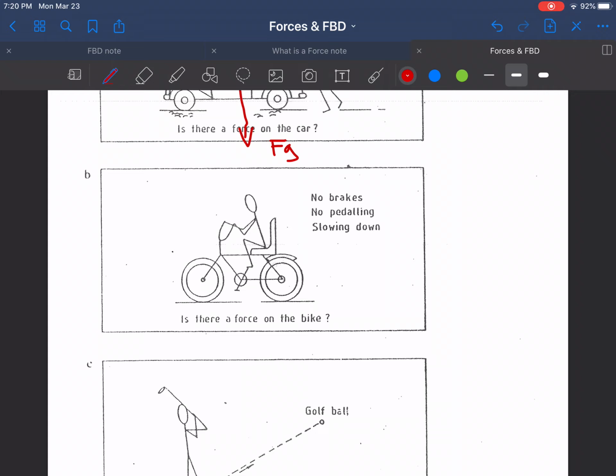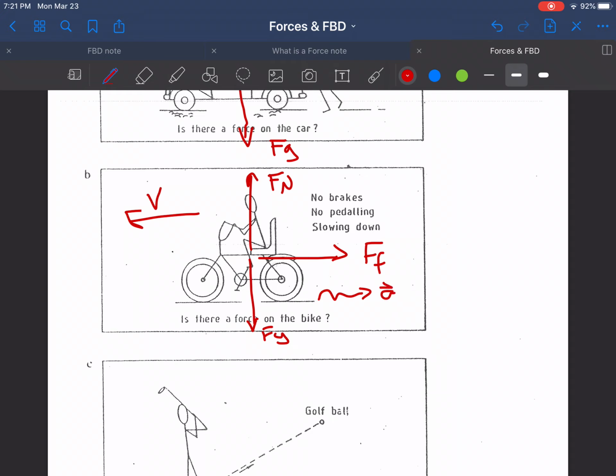Part B, no brakes, no pedaling, slowing down. Is there a force on the bike? Well, again, we always have that force due to gravity. We have a normal force. We're going to have a force of friction acting this way. And it's that force of friction that is slowing us down. We may have a velocity this way, but we're slowing down, so we have an acceleration this way.